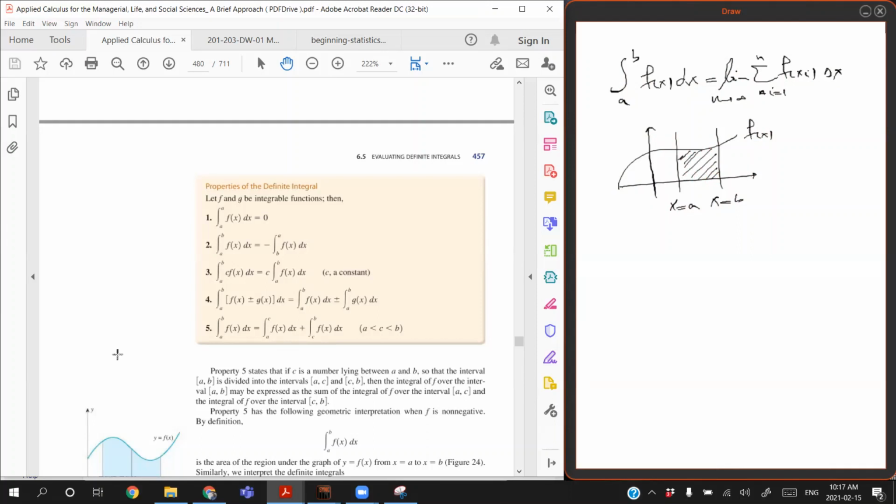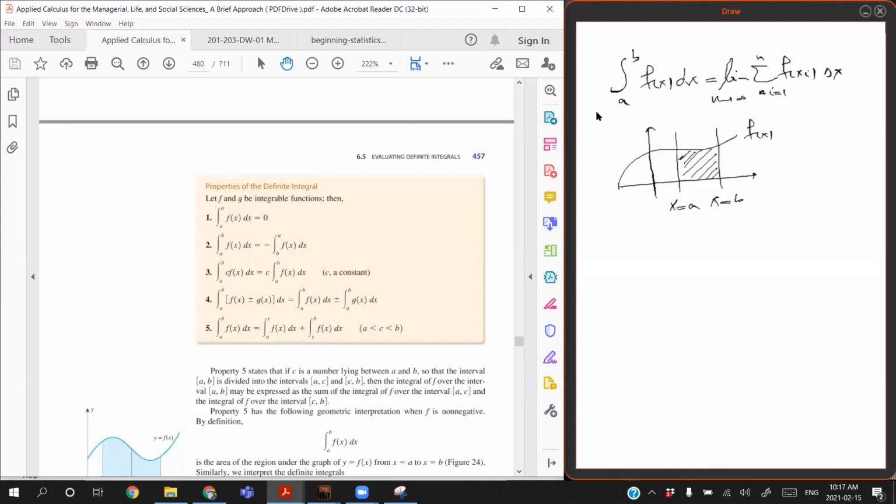Okay, so now let's look at these properties of definite integrals. If you have two functions f and g that are integrable functions, and integrable simply means that this limit exists. If this limit exists, then you're able to calculate that integral, yes? So you call that integrable.